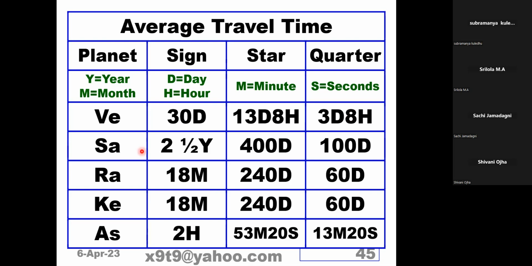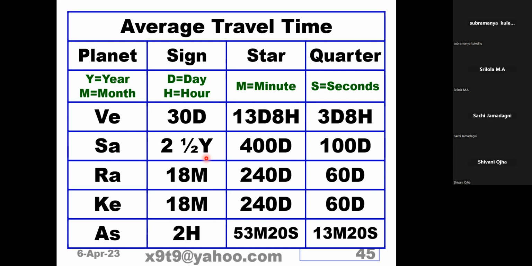But Saturn, for each Rashi, he spends 2.5 years. So 360 plus 360 plus 180. You have to add. How much it will become? 900.